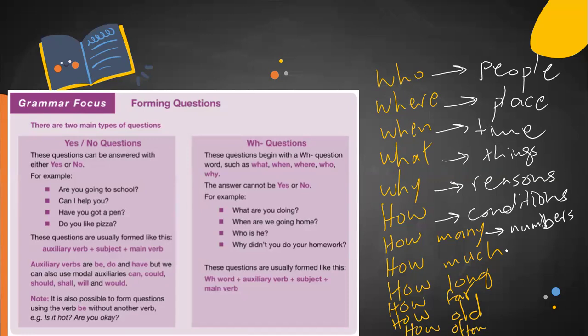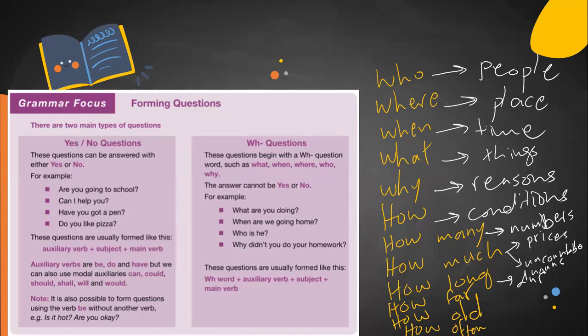How much is used to ask about prices and to ask about the uncountable nouns. Okay, like, how much is your cap? It's 5 reals. How much is your t-shirt? It's 10 reals, for example. And what about the uncountable nouns? Like, how much water is left in the bottle? Let's say 250 milli.